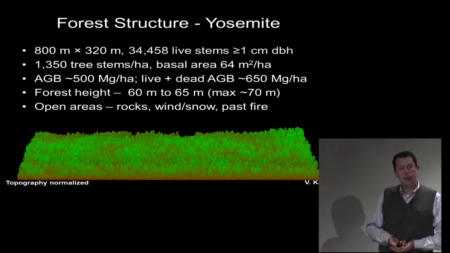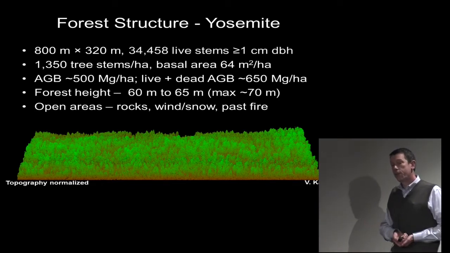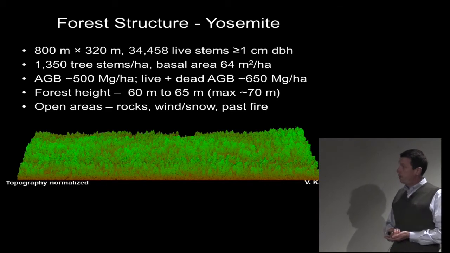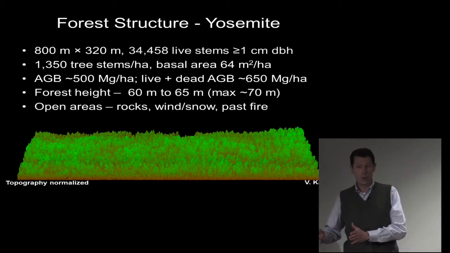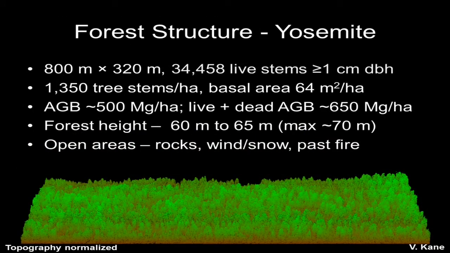Yosemite has its similarities and its differences. The plot is the same size. It has a few more stems. Still, the ratio, if you were looking at a 4-inch or a 10 centimeter cutoff, there'd be half as many as the 1,300 indicated there. Similarly high biomass, almost exactly the same height distribution of the emergence.